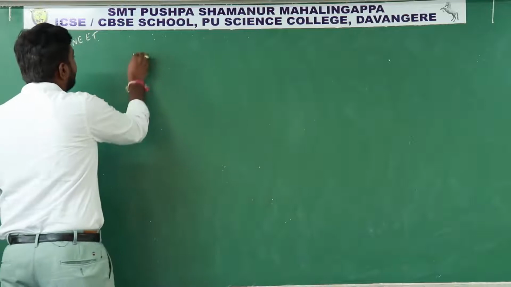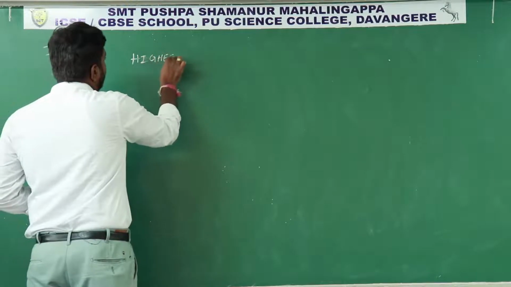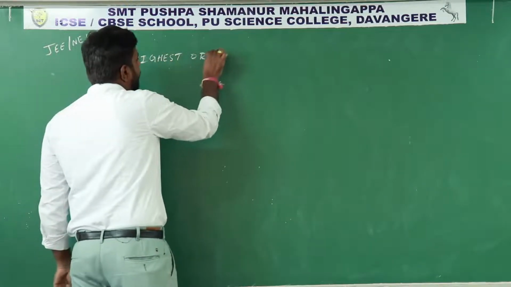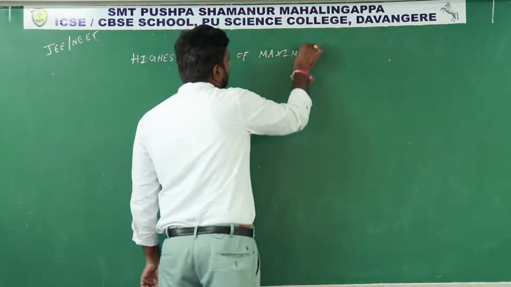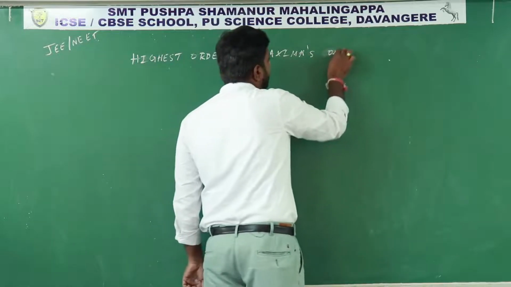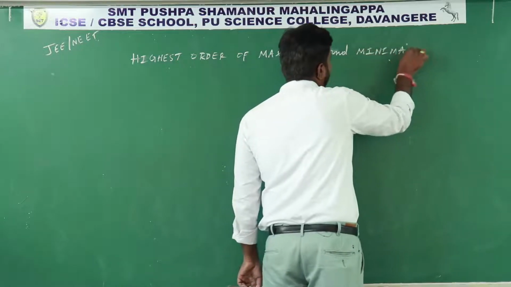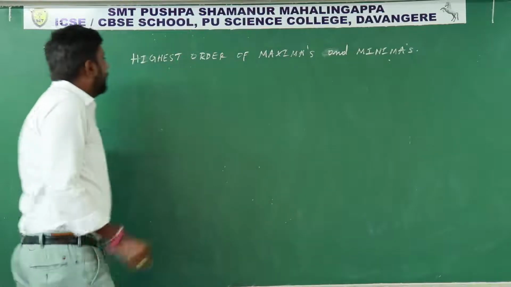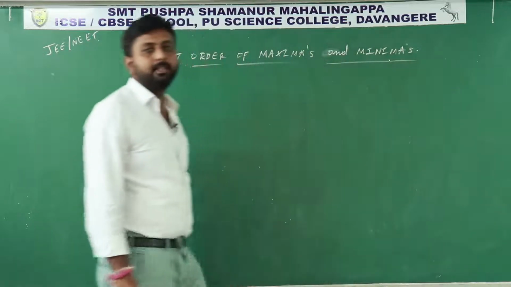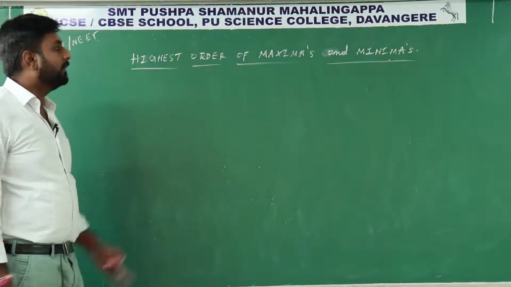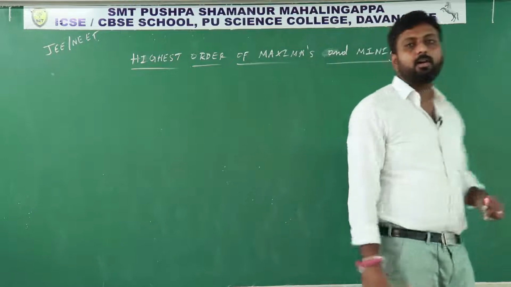Write the heading: highest order of maximas and highest order of minimas. Maximum is bright fringe, minimum is dark fringe. So we will find how many bright fringes will form, how many dark fringes will form.